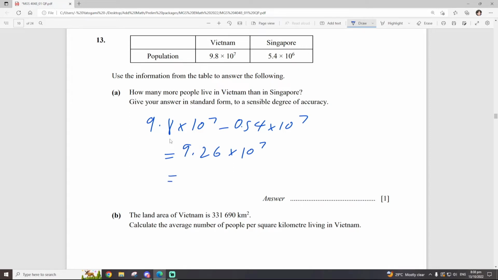And if you want, you can write this as 9.3 times 10 power 7 to 2SF, because the table gives information in 2SF. Although I will be inclined to think they will accept 9.26 because 3SF is quite standard.